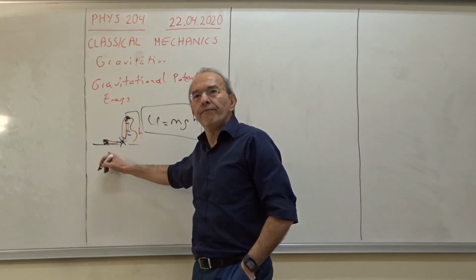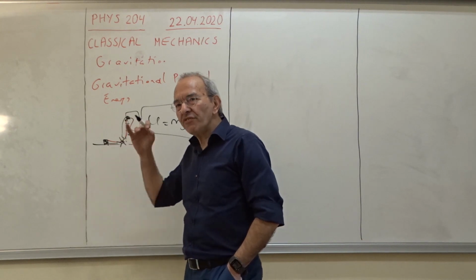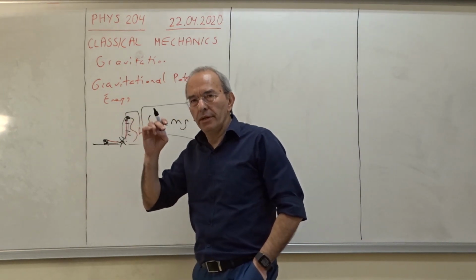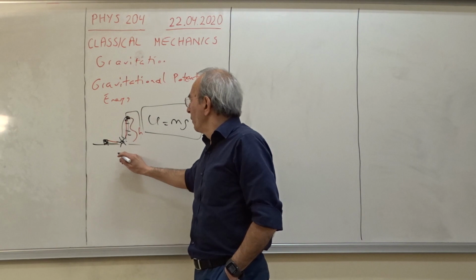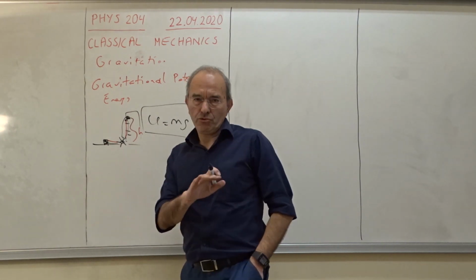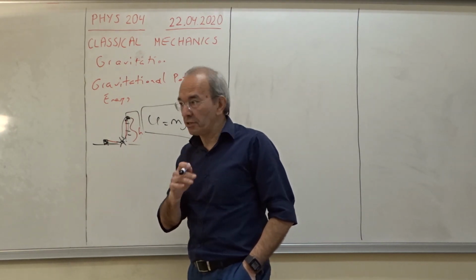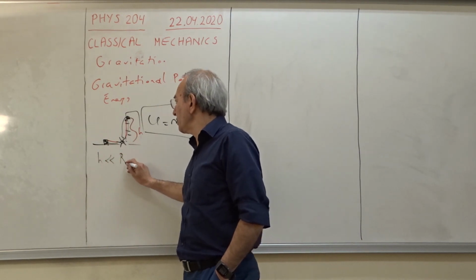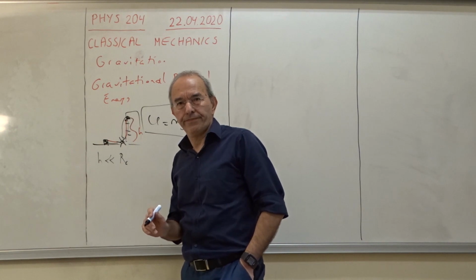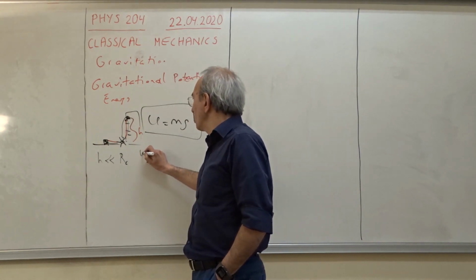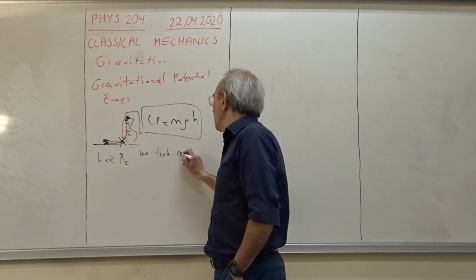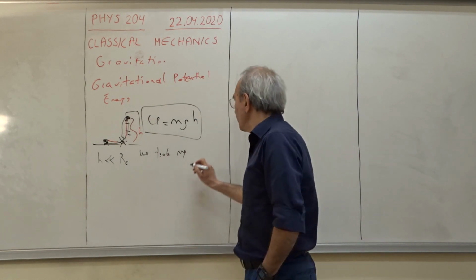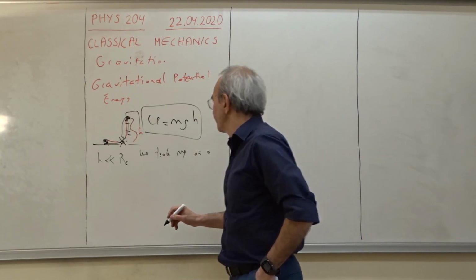In such topics, we have taken the event to occur near the ground. What does it mean? H, for instance, was much less than the radius of the Earth. So that we took mg, the weight of the object, as a constant.